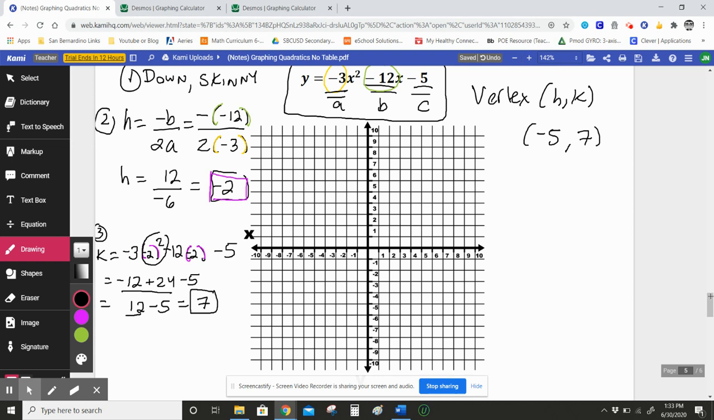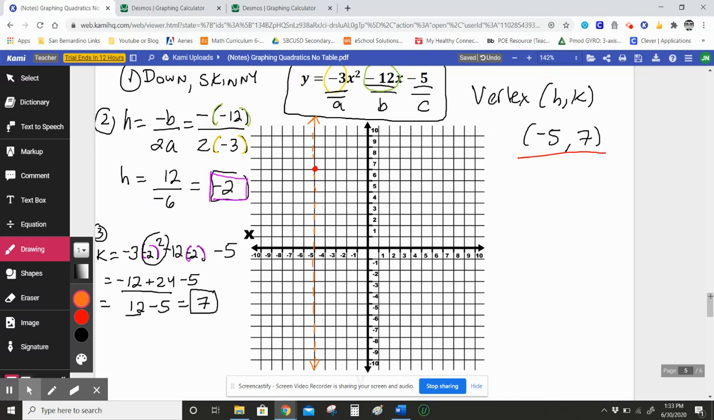So let's graph that. (-2, +7) will be to the left 2 and then up 7. So 1, 2, 3, 4, 5, 6, 7. There we go. So my vertex will be that point right here. Next, let's make the line of symmetry, or the axis of symmetry. Again, it's just a vertical line going up and down through that point. The equation of that line in this case would be x equals -2, if they ask.